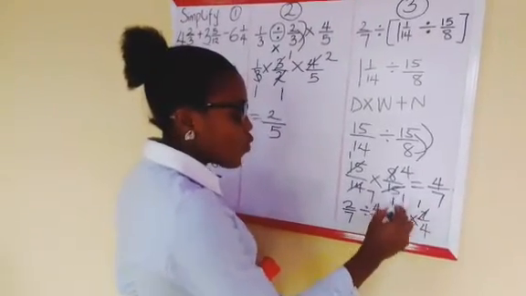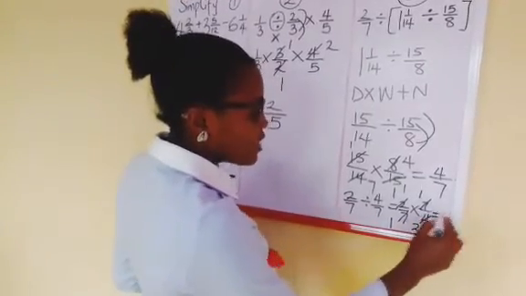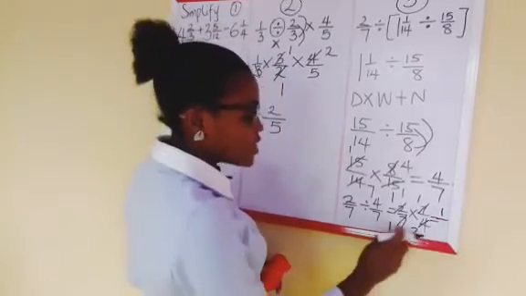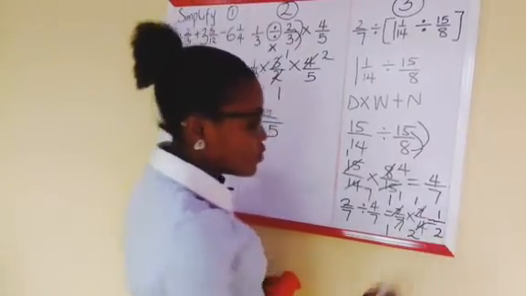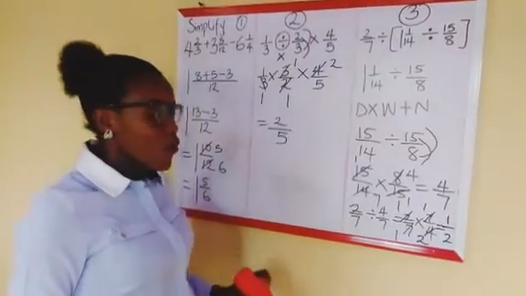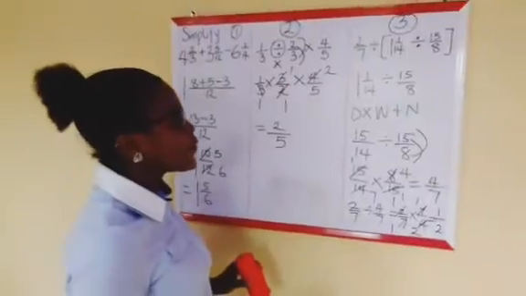2 divided by 2 is 1. 2 divided into 4 is 2. Nothing else can divide. So 1 times 1 is 1, and 1 times 2 is 2. The main answer is half. That is 1/2, like we normally say.